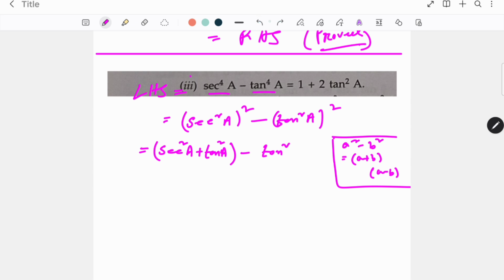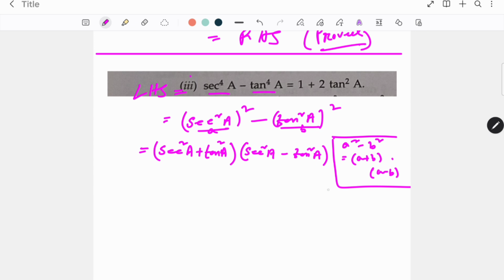Sorry, it will be like this. This is a square minus b square, so a plus b we get here in the middle, because the formula is a plus b into a minus b. So a means this, b means this one. So a and b. So a plus b we got. Now we will write a minus b. A means this, minus b means this.